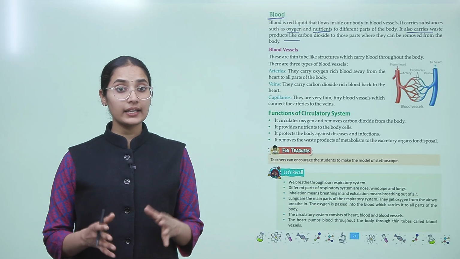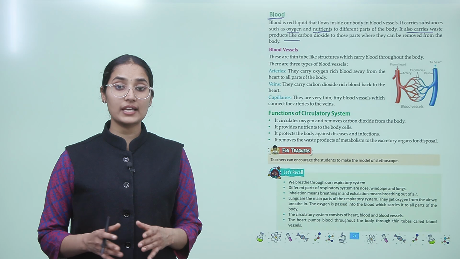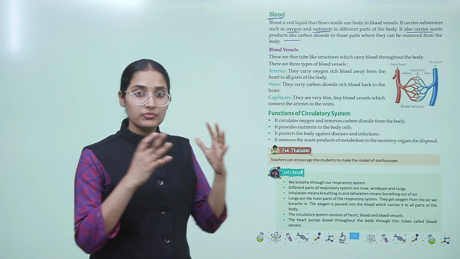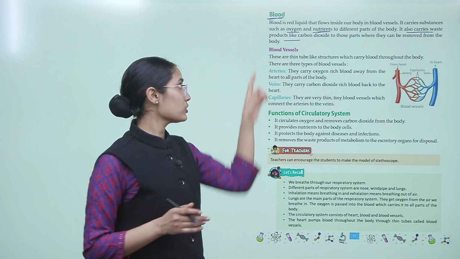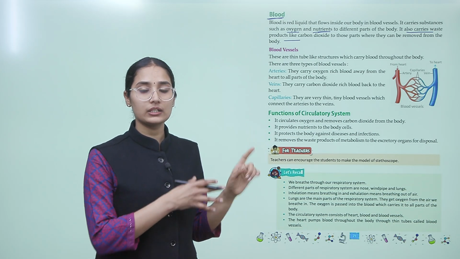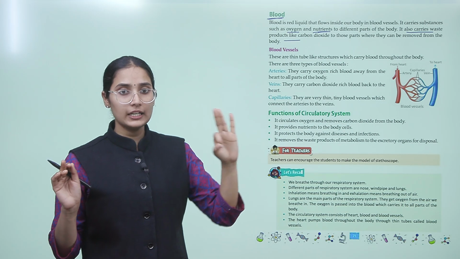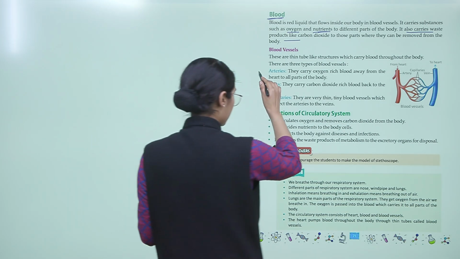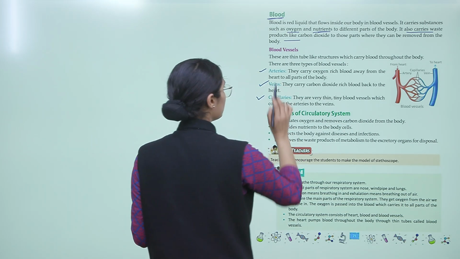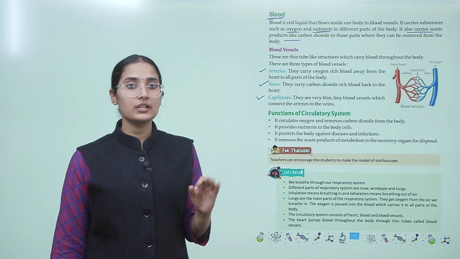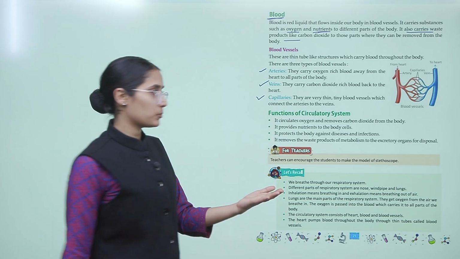These are thin tube like structures which carry blood throughout the body. So blood vessels are the thin tubes through which blood flows, okay, and they run across all our body. So there are 3 types of blood vessels. One is arteries, veins and capillaries. So arteries carry oxygen rich blood away from the heart to all parts of the body.